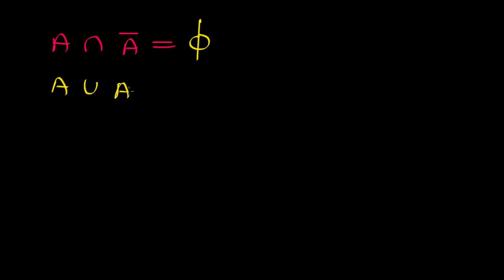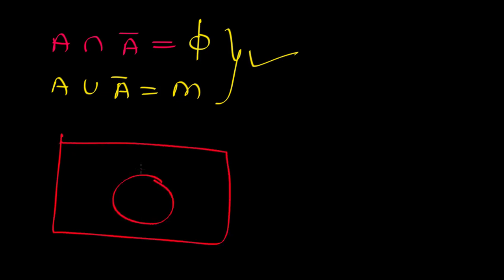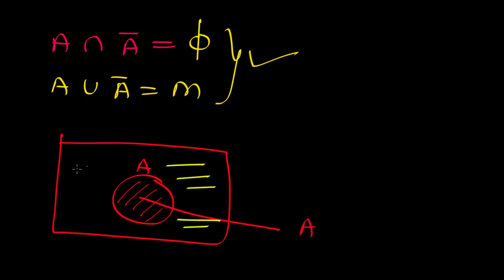And what is A union A complement? That will be the universal set. If this is set A, the red area is the set A and the yellow area is the set A complement. So A union A complement is the universal set, and A intersection A complement is phi.